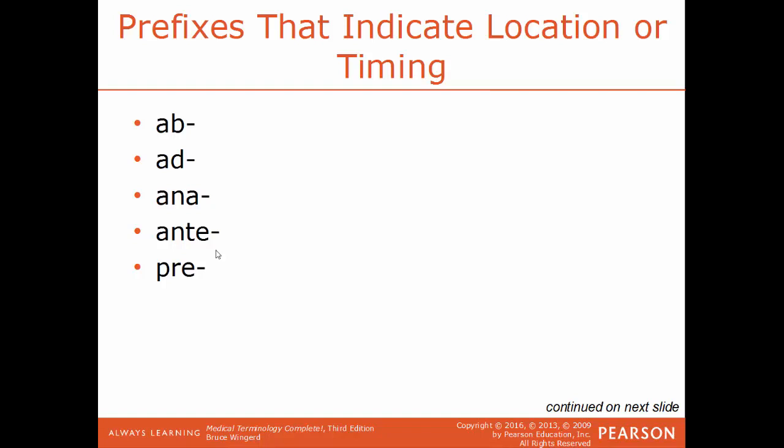Ana means either apart or up or backward. So if you're talking about cell division, for example, the phase anaphase is where the chromosomes will move apart from one another. They move away from one another.